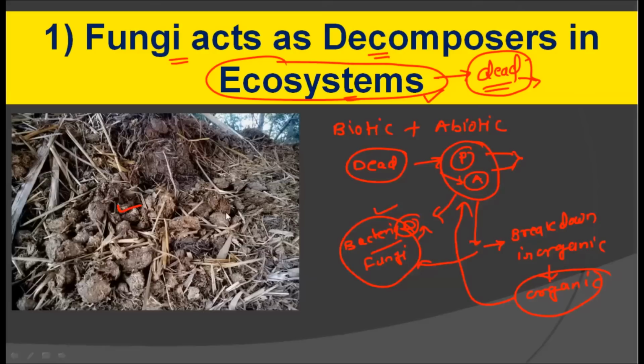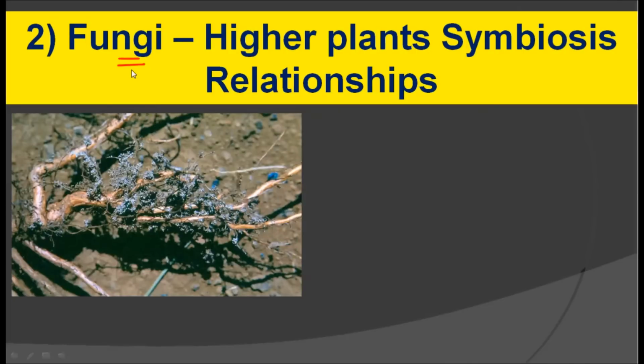Now in this picture you can see all the dead material is decomposed by the decomposers and converted into a form that is readily available to the other living organisms, right? So decomposers make available the nutrients to the living organisms in very simple organic forms. So this is the very first important ecological function of fungi, that they act as decomposers in an ecosystem. All right.